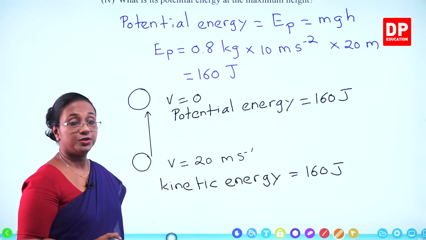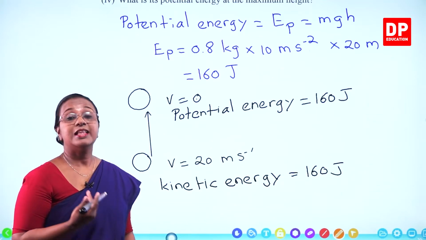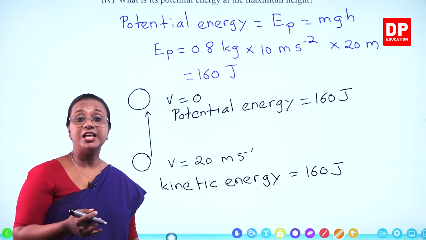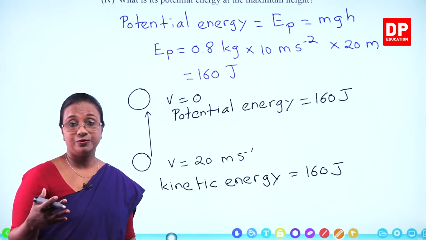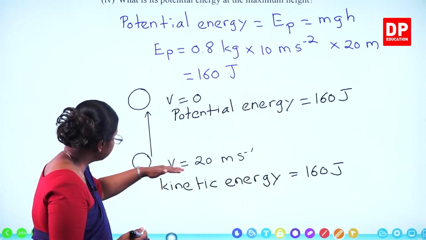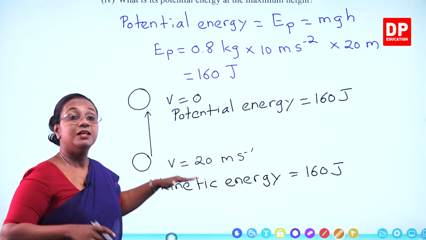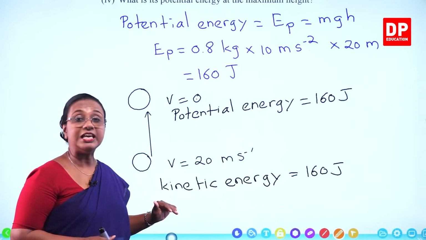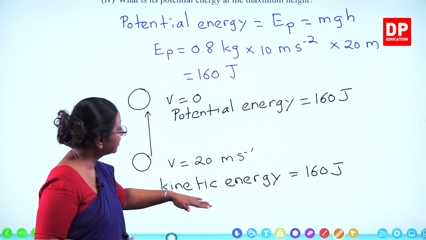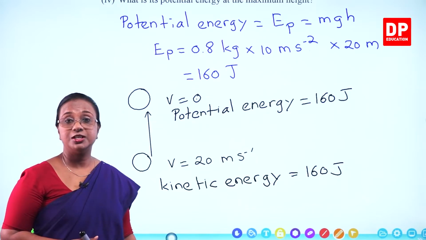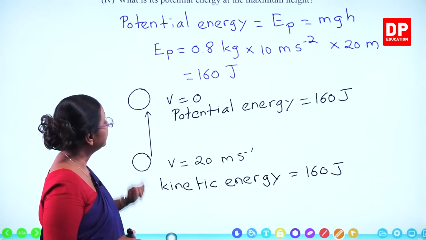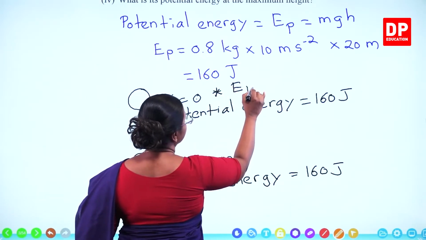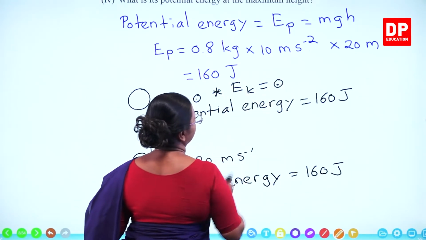So at this point, what is the kinetic energy? That is going to be 0. And here the potential energy is going to be 0. That is considering this as the basic level. This has 0 height, then there is no potential energy, there is only kinetic energy. And all the kinetic energy has been converted to potential energy. So at this point, since velocity is 0, E kinetic is going to be 0.